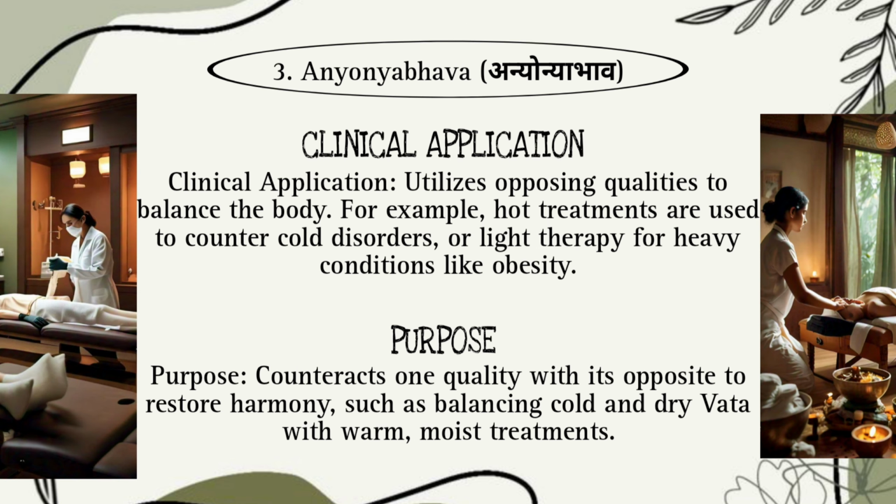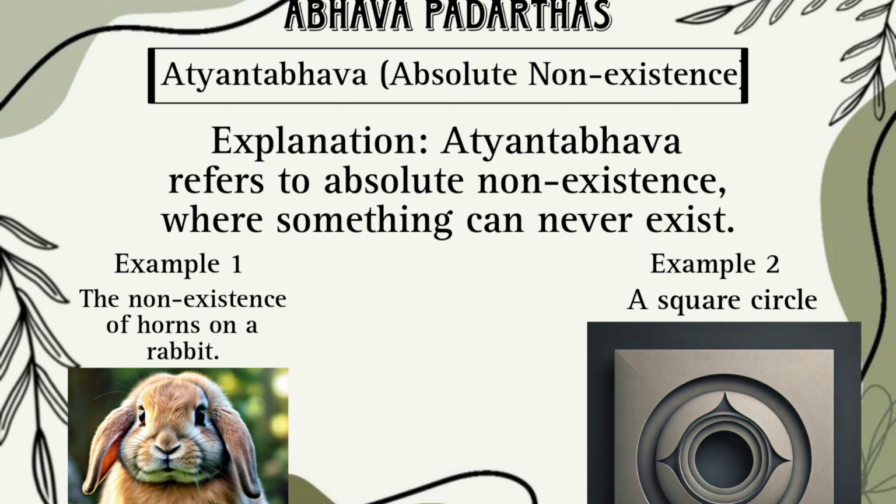Clinical application: utilizes opposing qualities to rebalance the body. For example, hot treatments are used to counter cold disorders, or light therapy for heavy conditions like obesity. Purpose: counteracts one quality with its opposite to restore harmony, such as balancing cold and dry vata with warm moisture treatment. Next is Atyanta Bhava, that is absolute non existence.